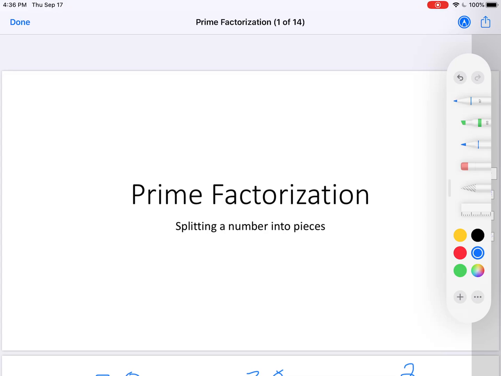Find each prime factorization, show your work, make sure it all makes sense. Any questions?